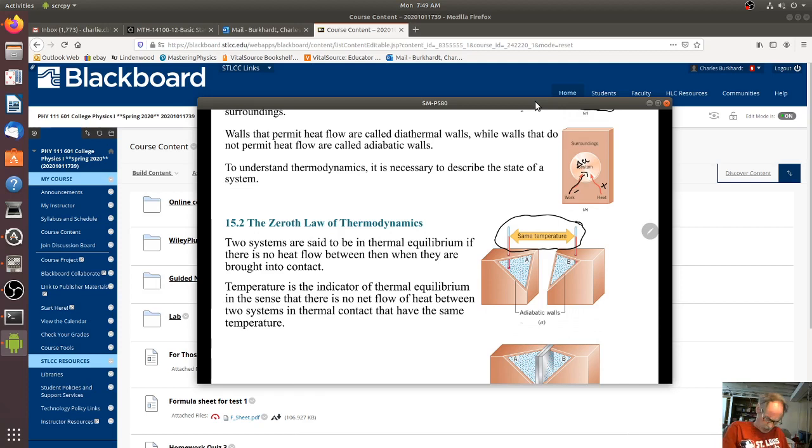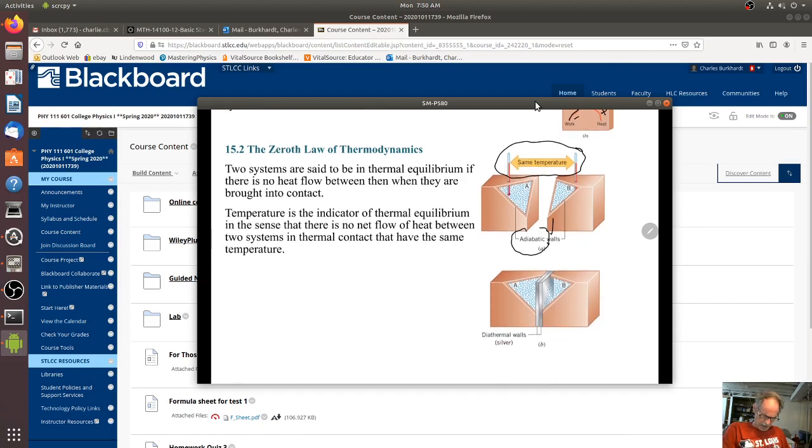By the way, the word adiabatic means that no heat can flow into the system. Adiabatic means that Q is zero, the heat flow is zero. So if they're in equilibrium at the same temperature, if you put them in contact, they'll remain at equilibrium at the same temperature.